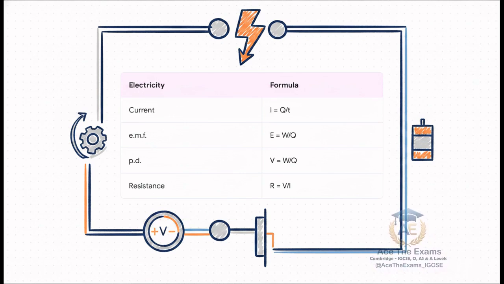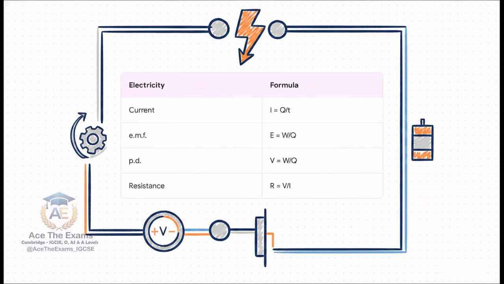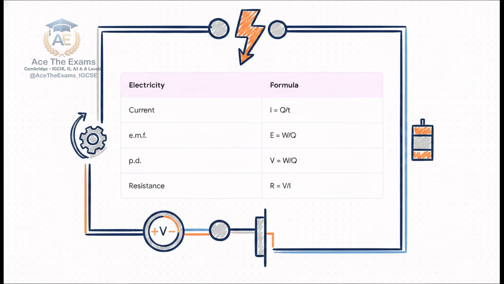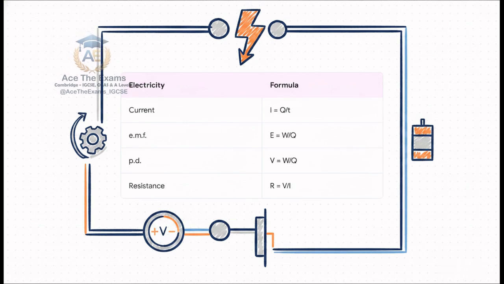Look at the formulas. Current is I equals Q over T. Electromotive force, or EMF, is E equals W over Q. Voltage, or potential difference, is also just work done per unit charge, V equals W over Q. Resistance is just voltage divided by current, R equals V over I. And even the potential divider equation, R1 over R2 equals V1 over V2, follows this logic. Once you see that they all share these exact same core building blocks, the electrical section of the sheet feels much less like random, confusing circuitry and way more like a predictable, connected system.